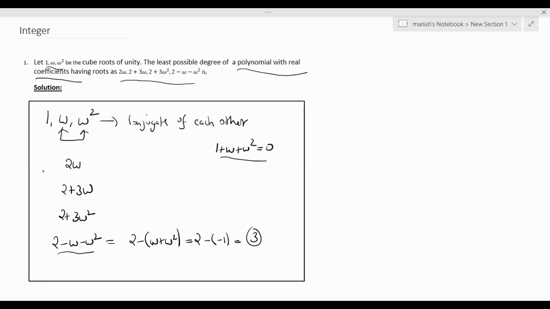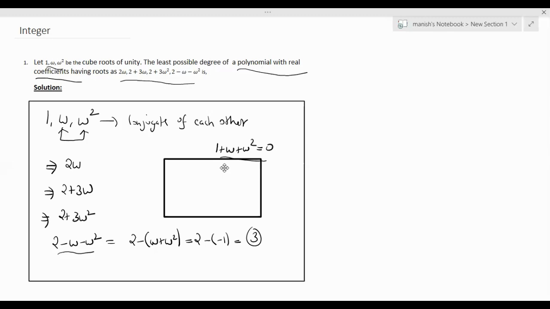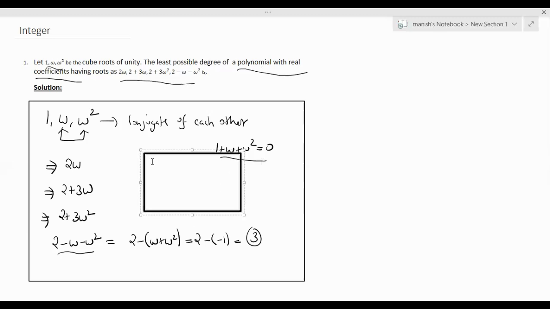So what are the roots that are given to us? Let's analyze them. You have 2 omega, and 2 omega is a complex root. Now let's come back to this problem: a polynomial with a real coefficient. I'm going to write a very important property which they indirectly test again and again, to check whether you know this property or not. A polynomial with real coefficients.